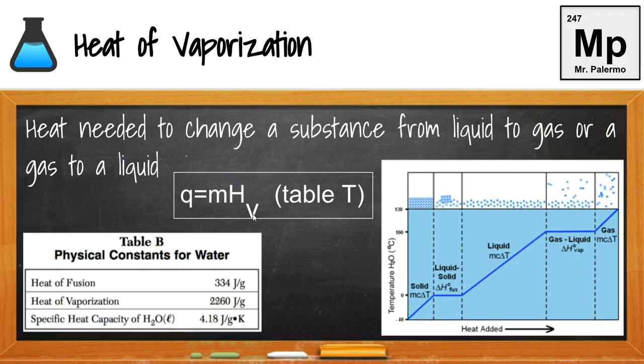And so just like the previous equation, the only thing we need to add in is how much of the substance do I have, and we use m, which is mass, to account for that. The constant heat of vaporization is on Table B as well. That's just below the heat of fusion, and that is 2,260 joules per gram. So for every gram of water, it requires 2,260 joules to go through this phase change.